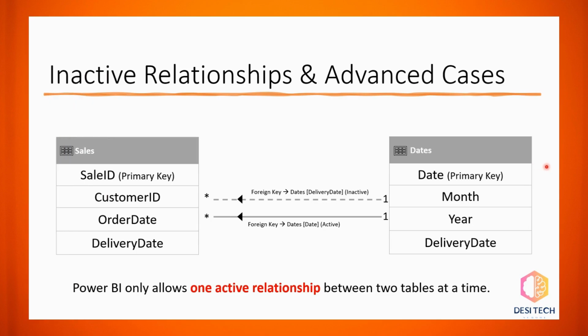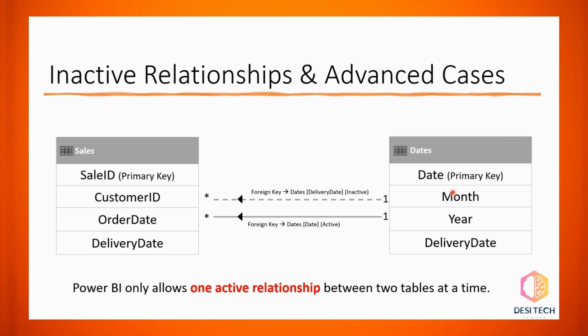Now let's talk about something that often confuses beginners: inactive relationships in Power BI. Let me explain this with a real-world example. Imagine we have a sales table here. Each sale has two important dates: the order date, when the customer placed the order, and the delivery date, when the product was delivered. Now, we also have a dates table here, which helps us analyze things like monthly sales or delivery trends. Here's the problem.